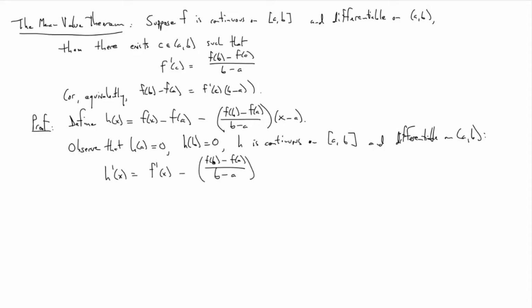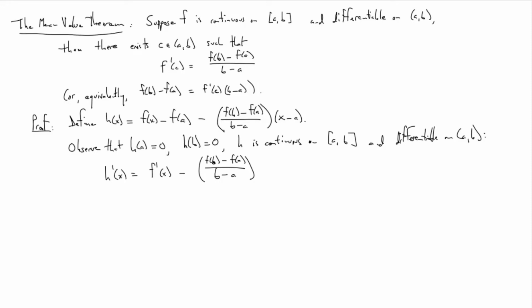You take the derivative of h and you find, well, the derivative of f is f prime, the derivative of f. The derivative of f of a is 0. And then we've got this number that is the slope of a secant line times this x minus a. Well, if you distribute there, the derivative of the number times x is just the number. And then the number times a is just some other number, so its derivative is 0. And so you come up with, yes, h is differentiable. Here's its derivative.